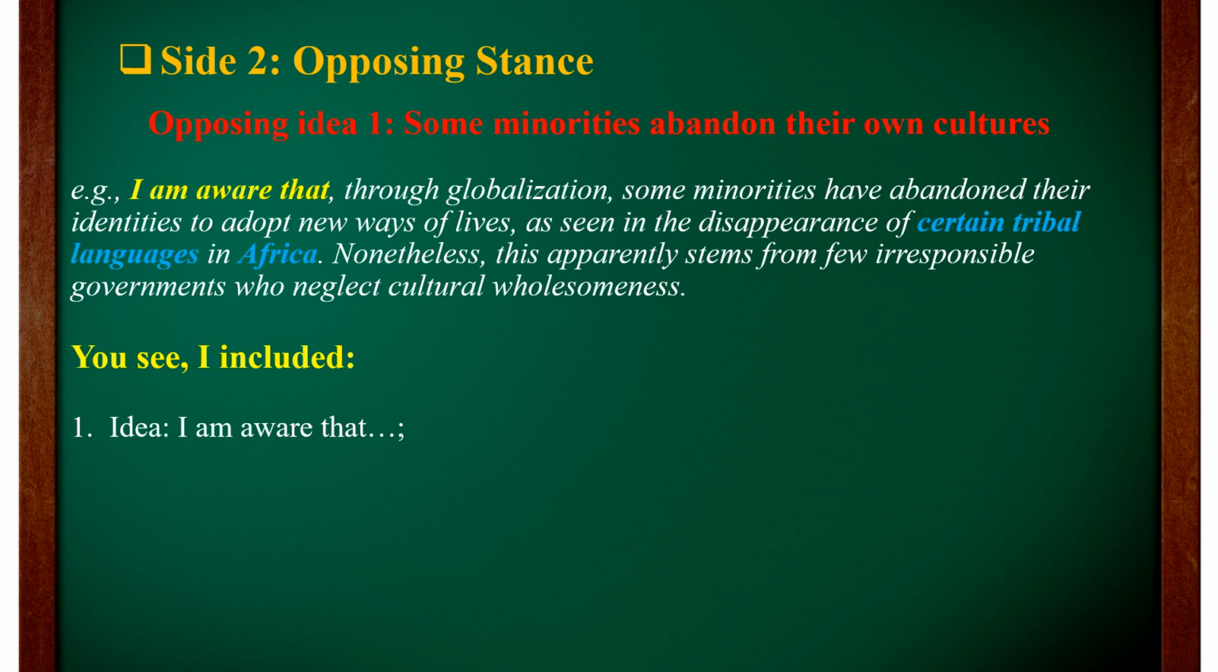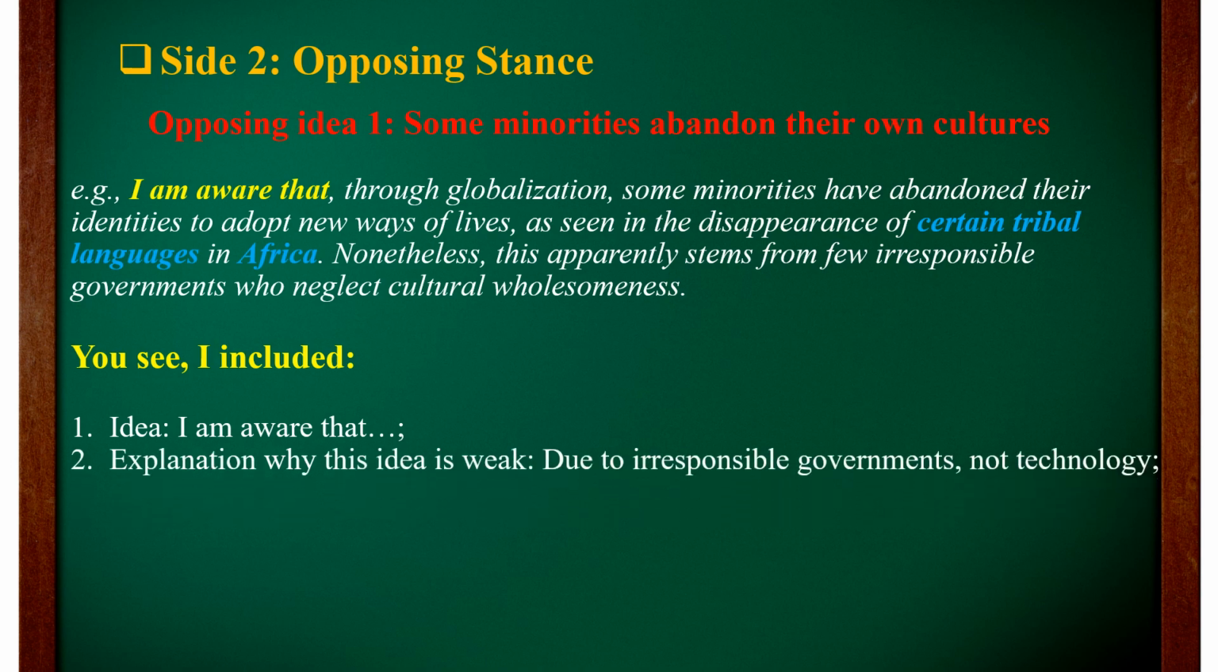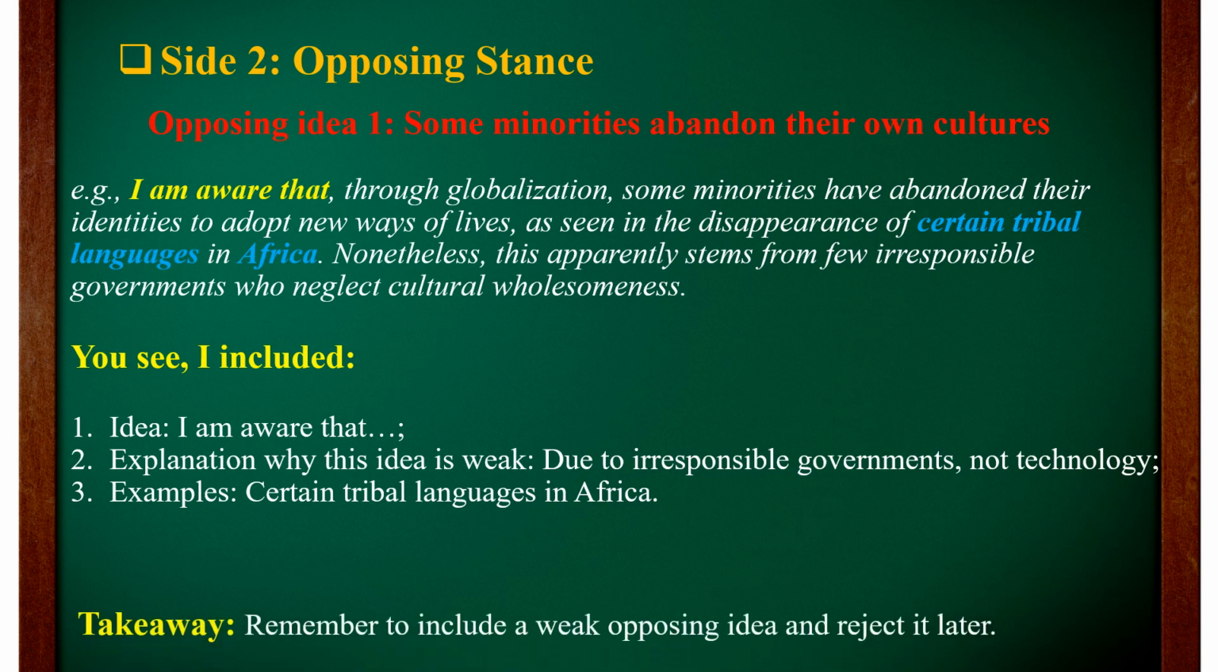And then I rejected this idea by pointing out the example that the disappearance of some tribal languages in Africa is due to a lack of governmental attention rather than technology. This section is important to convince the reader that this writing is not only convincing but also well considered, covering both sides. One takeaway from this section is to remember to include a weak opposing idea and reject it later.